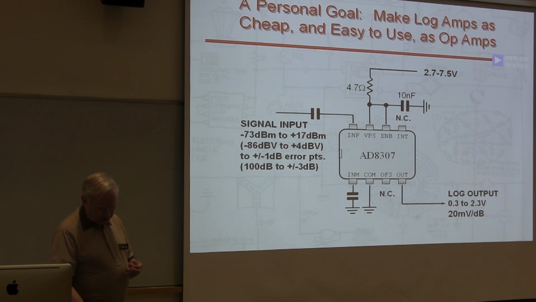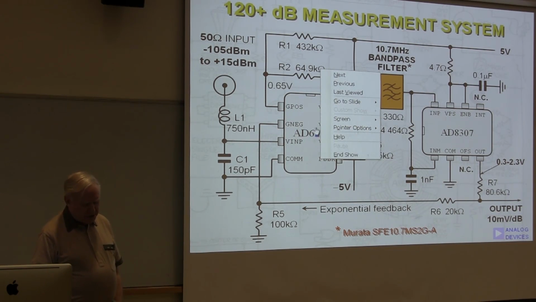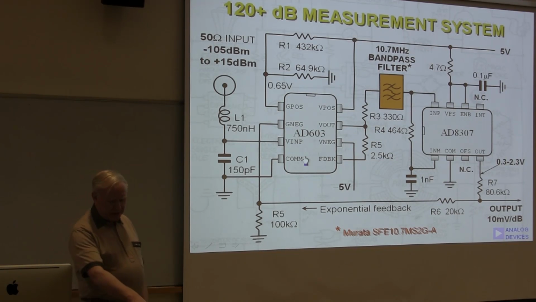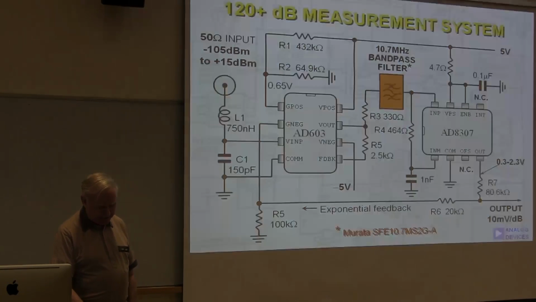So that's been achieved. And here's an example of how one of these log amps, in association with a VGA, this is called an X amp, together can cover 120 dBs of measurement range by putting a bandpass filter to cut down the noise of this first VGA. And it's matched at the input to 50 ohms. And it has this very, very big dynamic range as a measurement system. The log output is here, 10 millivolts per dB. These are not exactly analog computers, but the function is a computing function of a kind.